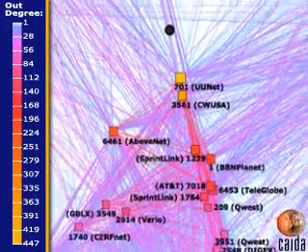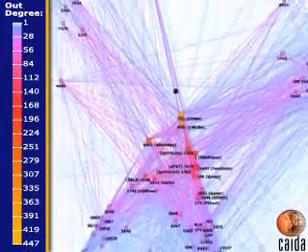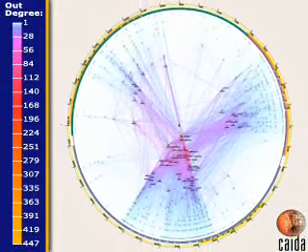This visualization is important as it is a preliminary step in illustrating relationships and determining critical components of the Internet infrastructure.